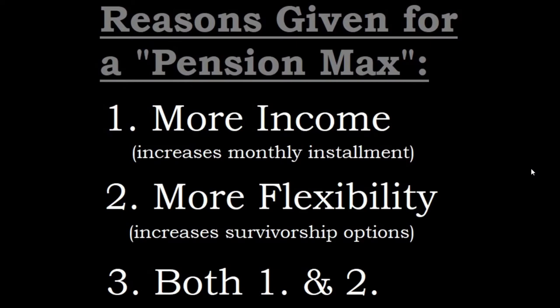Now, of course, there is a composite where the Pension Max might be chosen because it is seen to both increase income and increase flexibility at the same time. Since the Pension Max strategy involves the use of life insurance, it is typically going to be a life insurance agent that presents it. Or if it's your financial advisor, then the financial advisor is either going to bring the life insurance agent into the conversation, or he or she is also going to function as a life insurance agent.